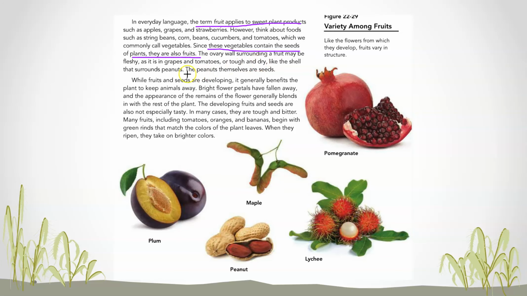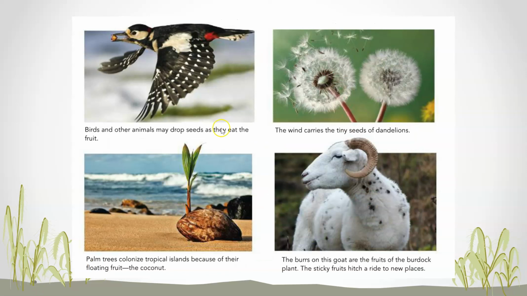The ovary wall surrounding fruit may be fleshy, as it is in grapes, or tough and dry, like the shell that surrounds a peanut. So the ovary wall differs between different species. Fruits come in many different shapes and sizes. Not only that, seeds are dispersed in many different ways. Sometimes animals drop seeds as they eat the fruit or poop them out. Technically, the word is defecate. The wind carries the seeds, as in dandelions. Some seeds use water, like coconuts.